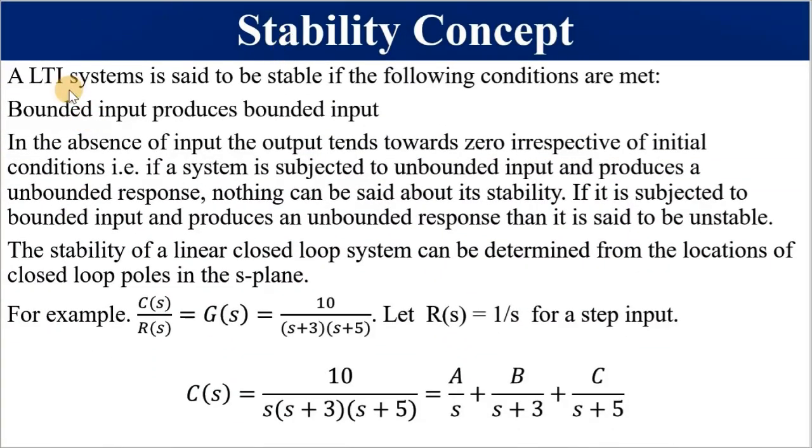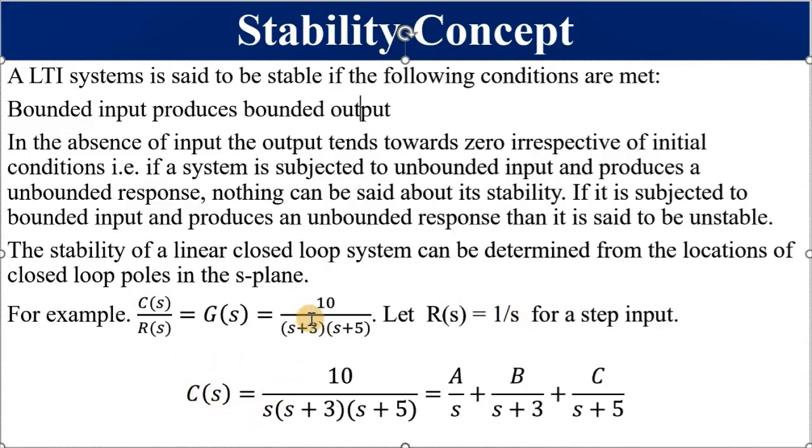On the stability concept, we are saying a linear time invariant system is said to be stable if the following conditions are met: bounded input produces bounded output. This is revision. The stability of a linear closed loop system can be determined from the locations of the closed loop poles in the S-plane. This is a transfer function G(s), and we are feeding this system with a step input, and the Laplace transform of the step input is equal to 1 over S. So how do we determine the response of this system?